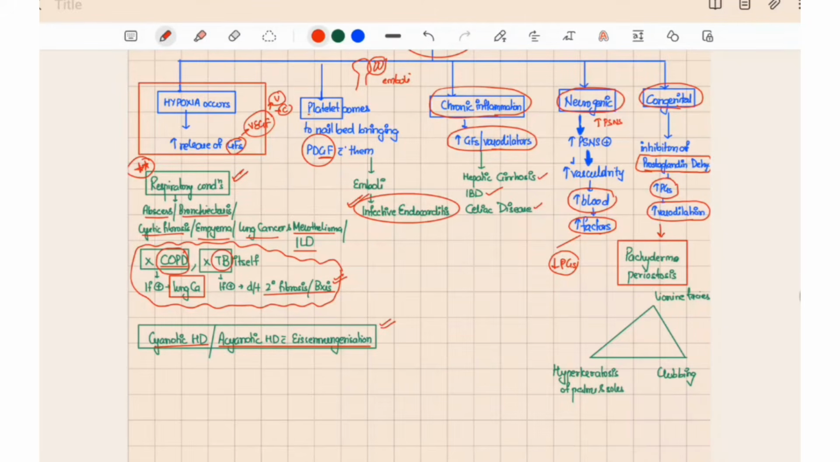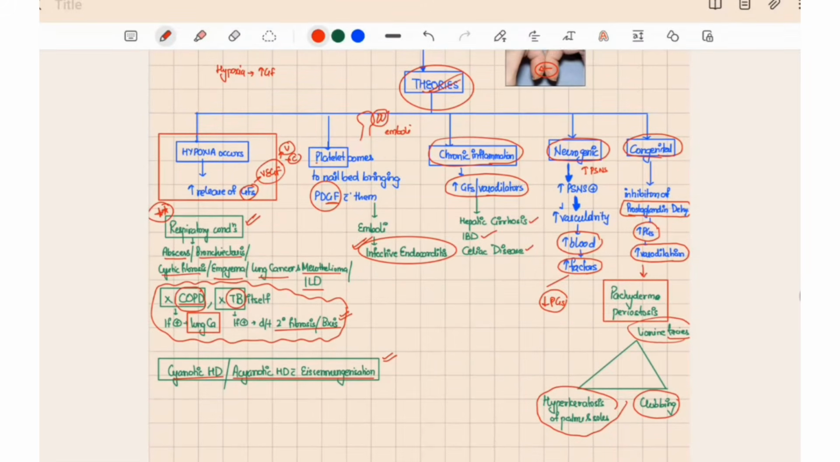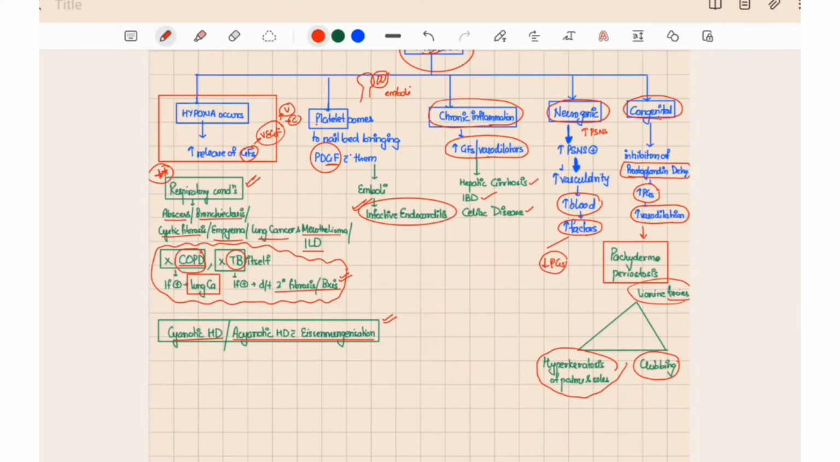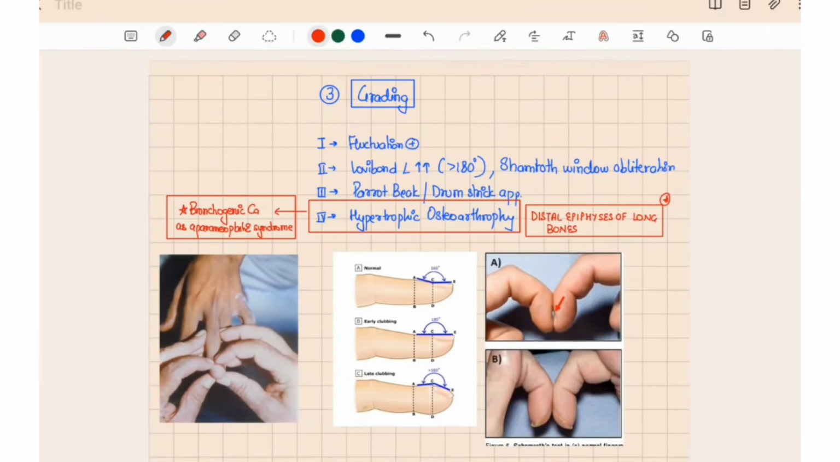And it has a characteristic triad of hyperkeratosis of palms and soles, leonine facies, as well as clubbing. So these are the different causes and mechanisms by which the clubbing can occur. Now once we find the clubbing, we have to grade it. So there are 4 grades for clubbing.